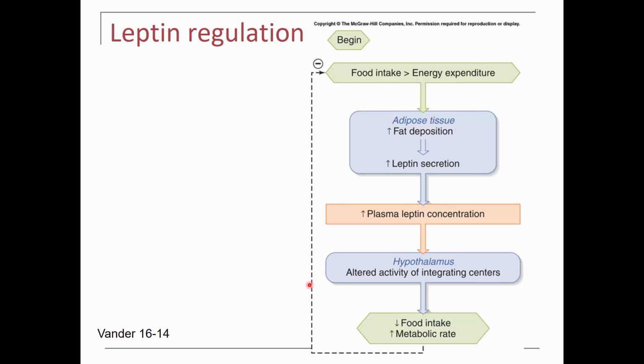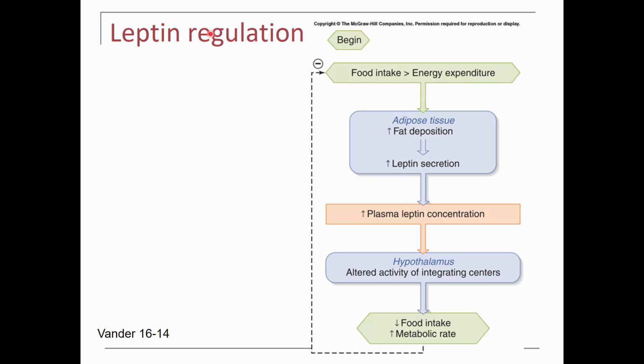All right, the last thing I want to talk about is a hormone called leptin. Leptin is a hormone that comes from your adipose tissue. So it turns out your adipose tissue is an endocrine gland. Who knew? So the more fat stores you have, the more you make leptin. The smaller your fat stores, the less you make leptin.